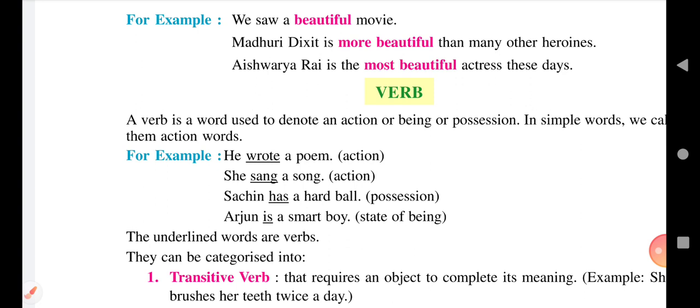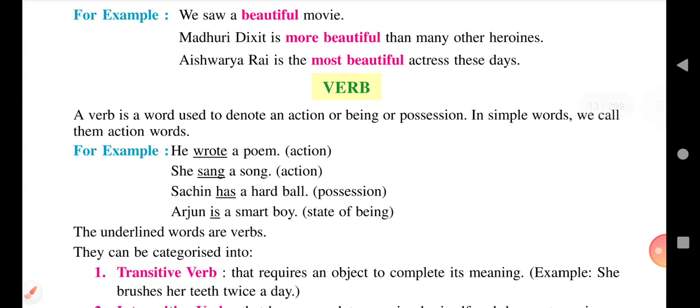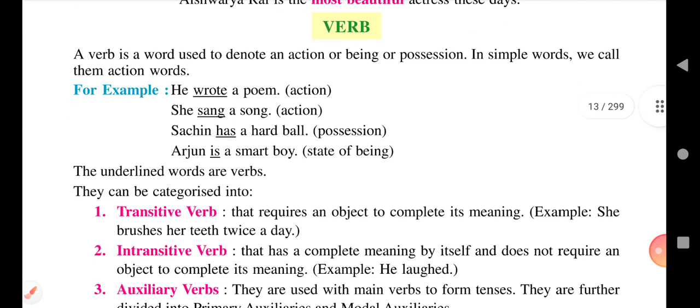Verb. A verb is a word used to denote an action or being or possession. In simple words, we call them action words. For example, he wrote a poem. Action. She sang a song. Action. Sachin has a hard ball. Possession. Arjun is a smart boy. State of being. The underlined words are verbs.